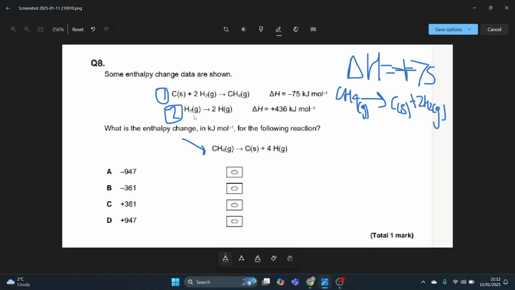The second one, well, we clearly want 4 H's, so we need to times it by 2. So we get 2H2 gaseous arrow 4H gaseous state. 2H2's cancel out, and then therefore we're left with the final equation.